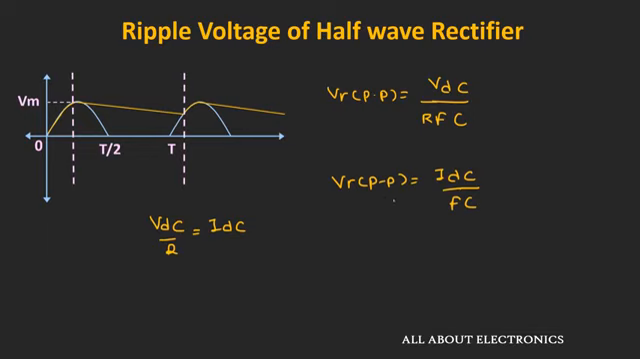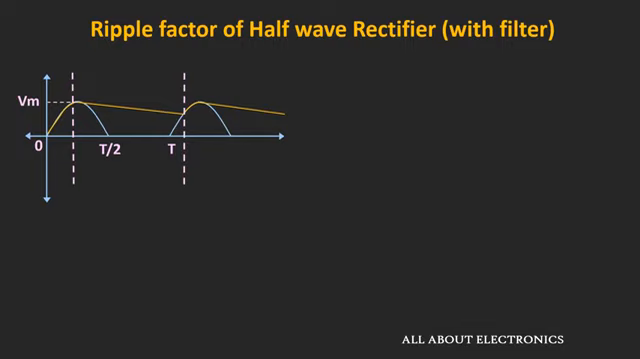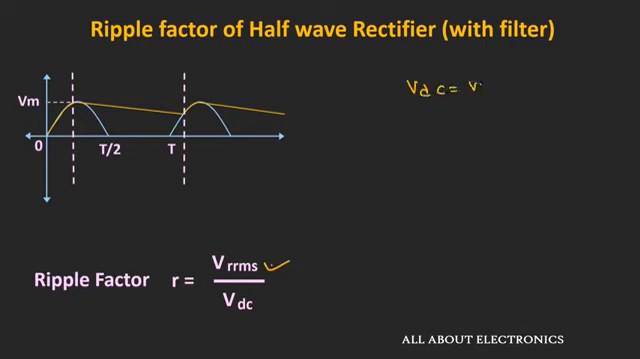So now as we know the value of this peak to peak ripple voltage, let us find out the ripple factor for this half wave rectifier. So here first of all we need to find the RMS value of this ripple, and we already know the DC value of this output waveform. That means the VDC is equal to Vm minus V ripple peak to peak divided by 2.